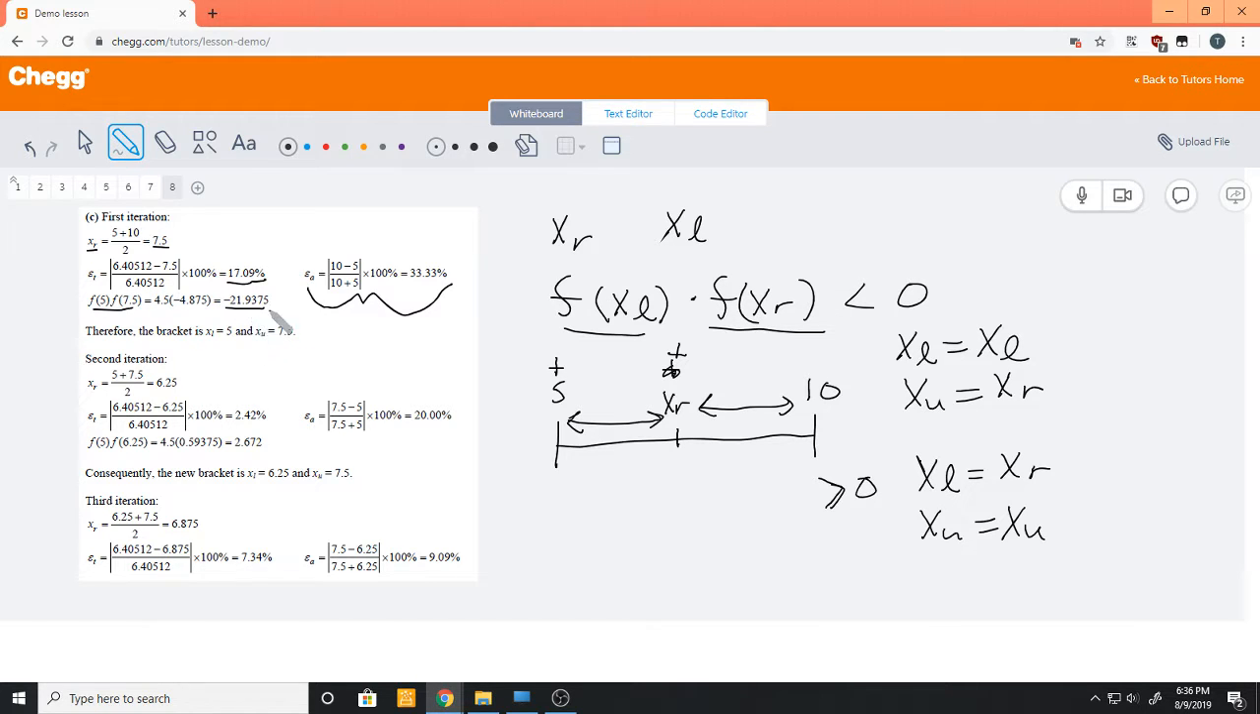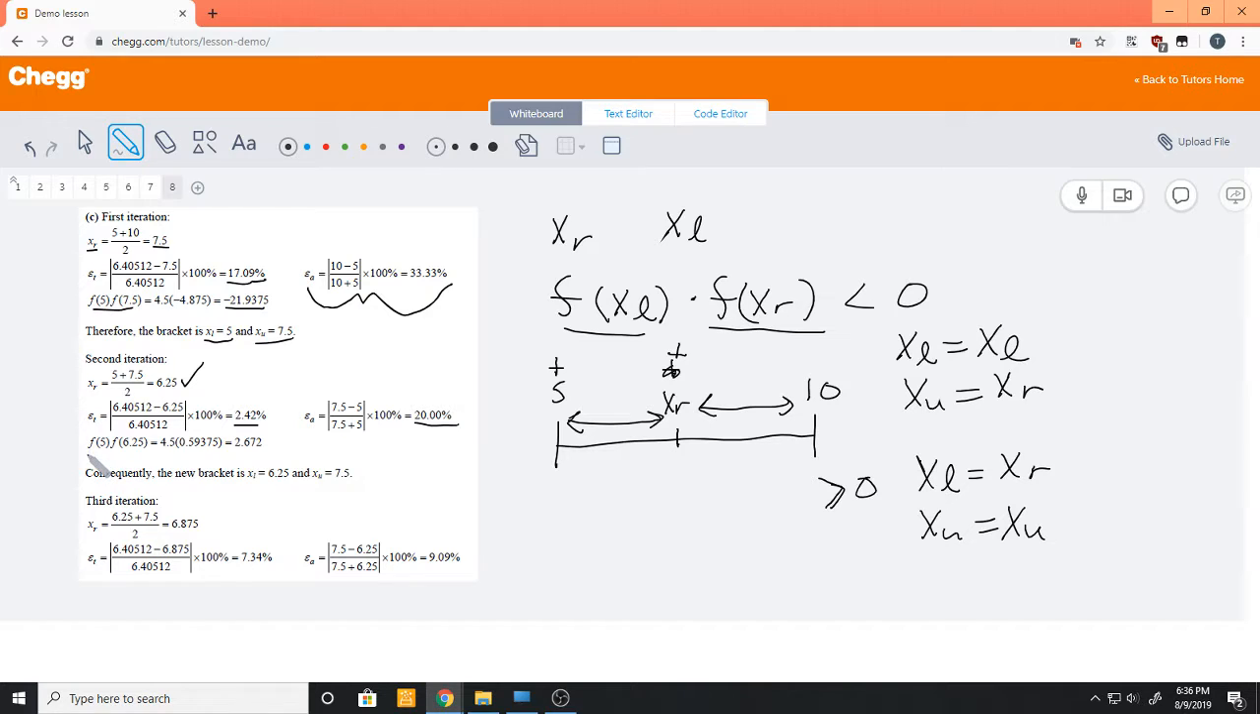Now that we have our first iteration done, we have our new bounds. Our x lower is now 5, and our x upper is now 7.5. Now we can do a second iteration. Plugging back into that equation, finding the midpoint, we get 6.25. Once again, you could plug in to get your true error to be 2.42%, and your absolute error to get 20%.